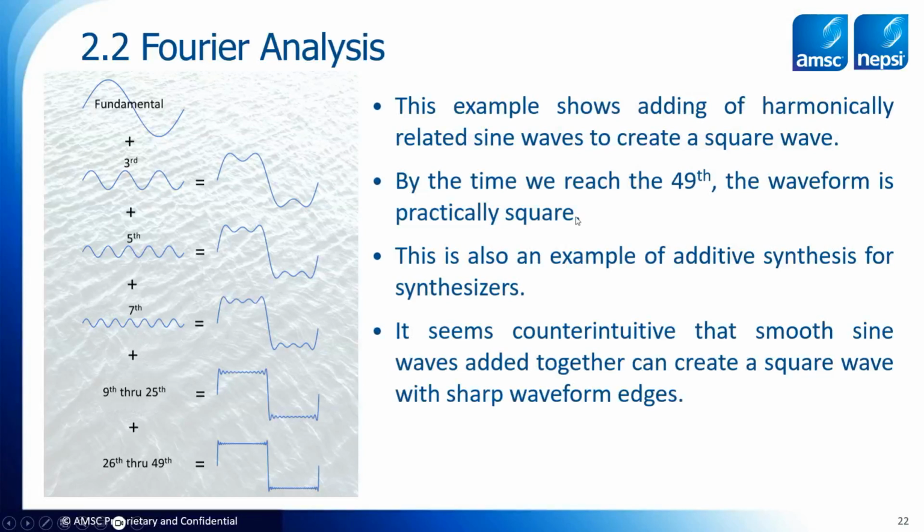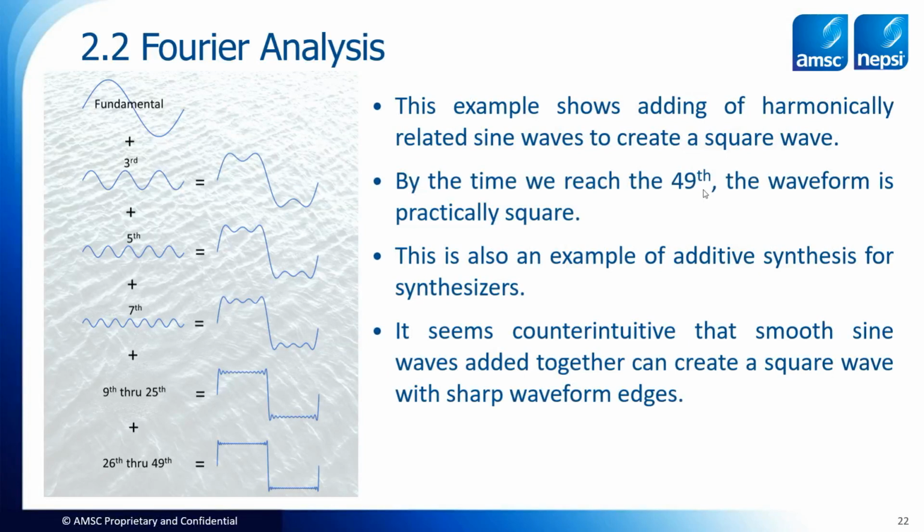So the example shows that, yes, adding harmonically related sine waves can literally create another waveform that resembles a square wave. If you kept going all the way up to the 100th, the 200th harmonic, you would basically form an exact square wave. But by the time we reach the 49th, it's pretty apparent, right? It's there. And each of those individual sine waveforms were added together to construct that waveform.